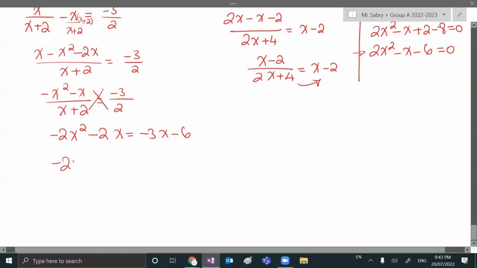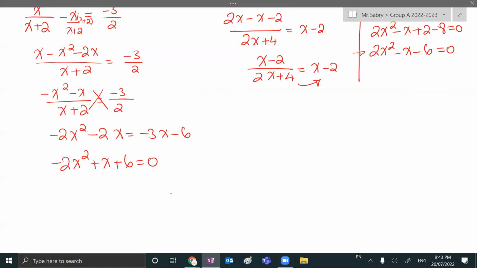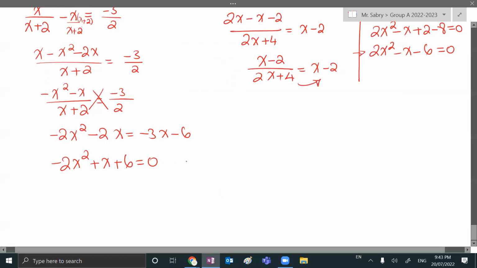Move everything to one side equals 0. And that will get you positive x and then plus 6 equals 0. Same thing. You'll have to do the mode 5-3, and this will get you straight to the two answers. And I'm pretty sure, by the way, Omar, one of them must be positive and the other one is negative because this sign is negative.